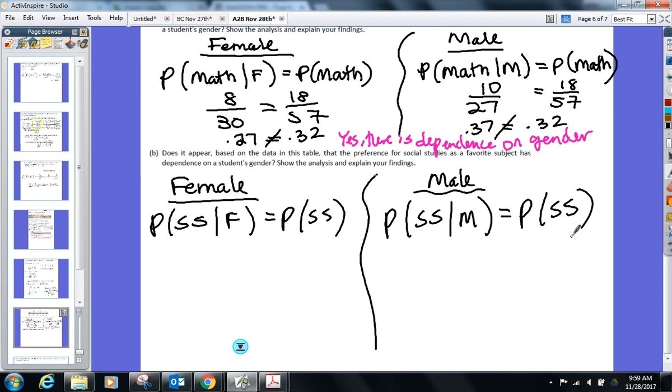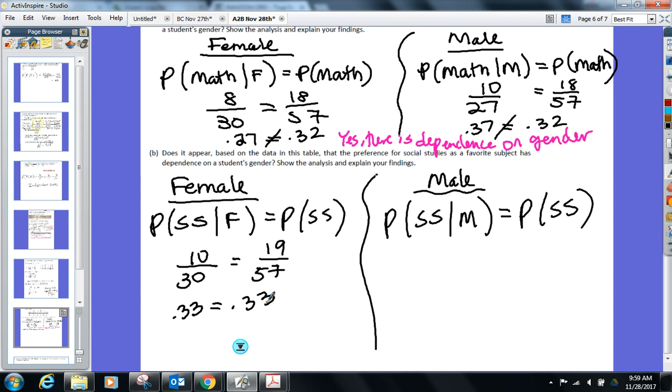Okay, here we go. So I gave you guys some time to work on the assignment. We knew math depends on the gender. If you like math or not, it depends on your gender. What about social studies? Probability you prefer social studies given you're female. Well, there's already 30 females, and out of the 30 females, 10 like social studies. How many like social studies out of the total of 57 students? 19, right? And you found out what? 0.33. Okay, no problem.